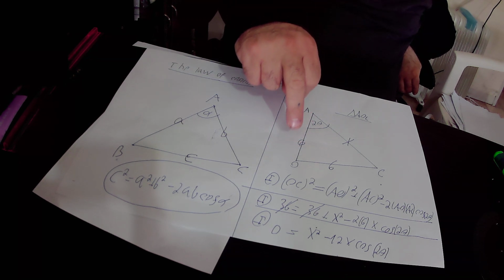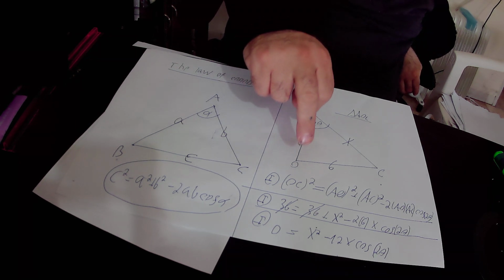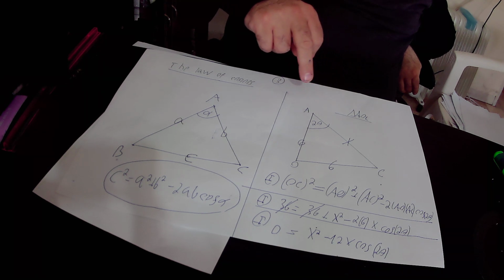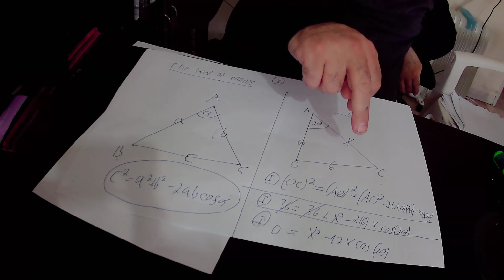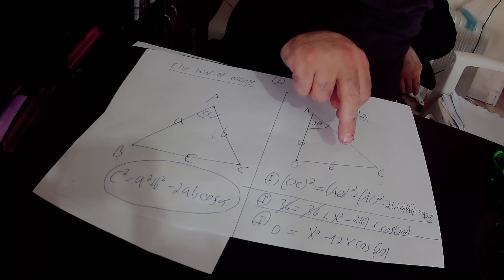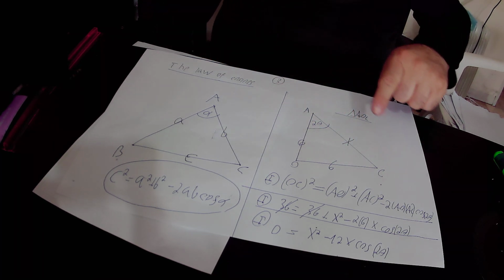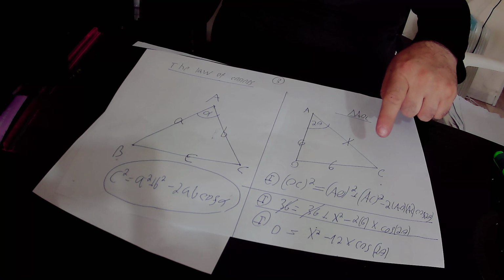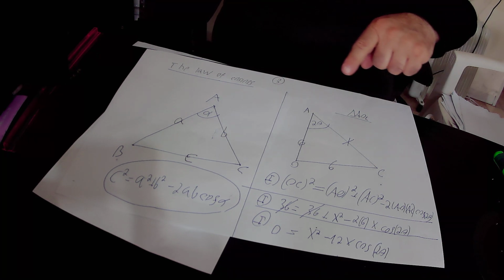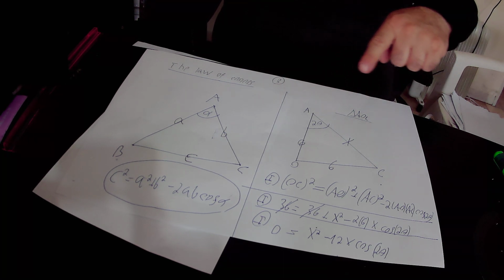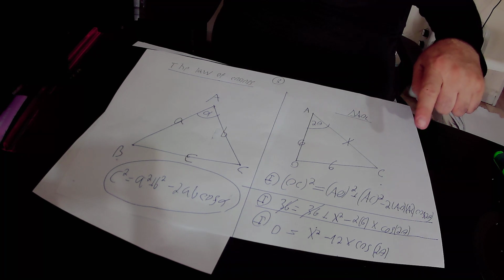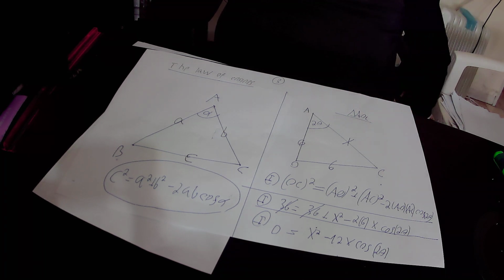OC equals 6, so OC squared is 6 squared, that is 36. OA is also equal to 6, therefore OA squared is 6 squared, that is also 36, plus AC squared, AC is x, so AC squared is x squared, minus 2 times AO, that is 6, times AC, that is x, times cosine 2 theta.